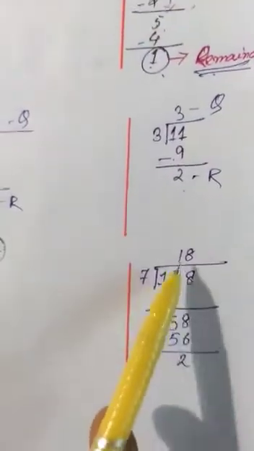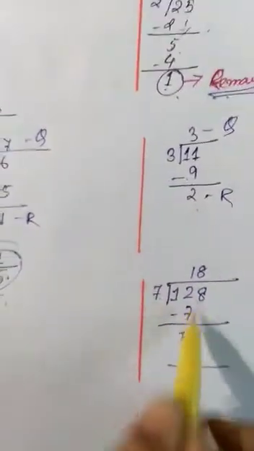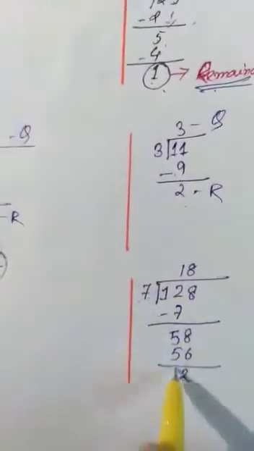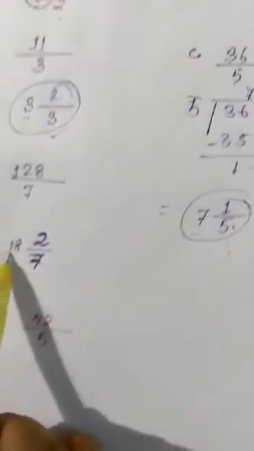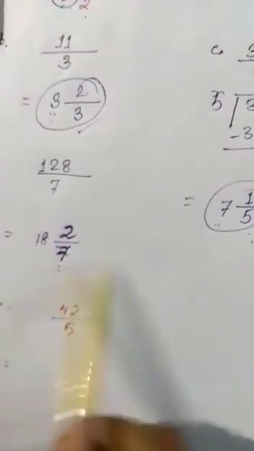So 7 1, then after subtracting 5 8s are 56, the remainder is 2, so 18 will be the quotient and 2 by 7. So this is the process.